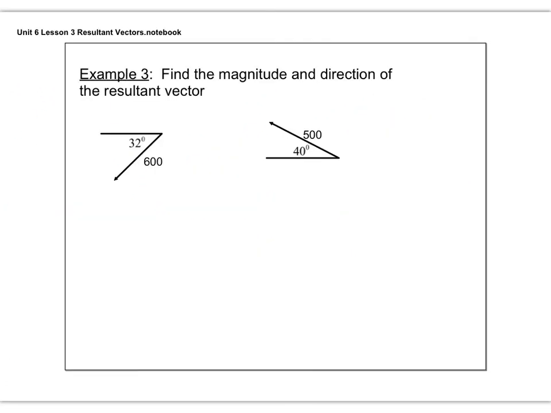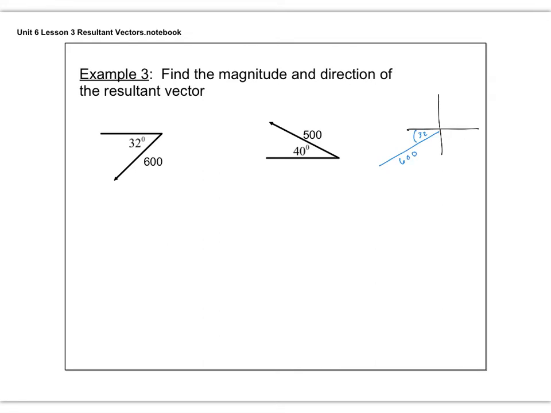Number 3, find the magnitude and direction of the resultant vector. So I like to just do a little sketch to start out to give myself an idea of where it should land. The first one is going in a direction of 32 degrees down into quadrant 3. So it's kind of like this. Let's say this is 32 degrees and it's going 600.